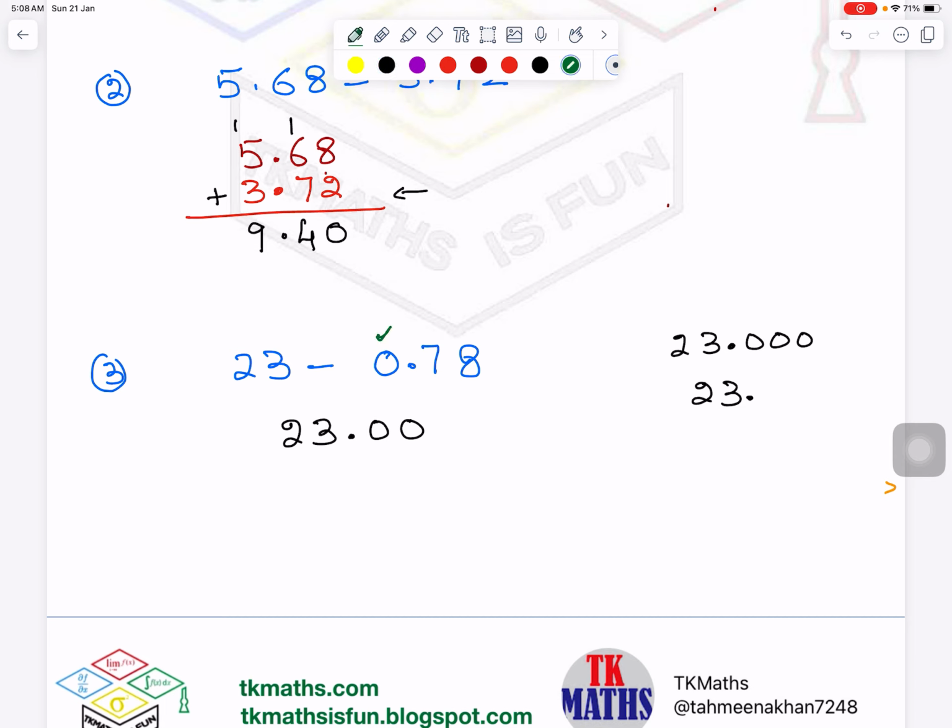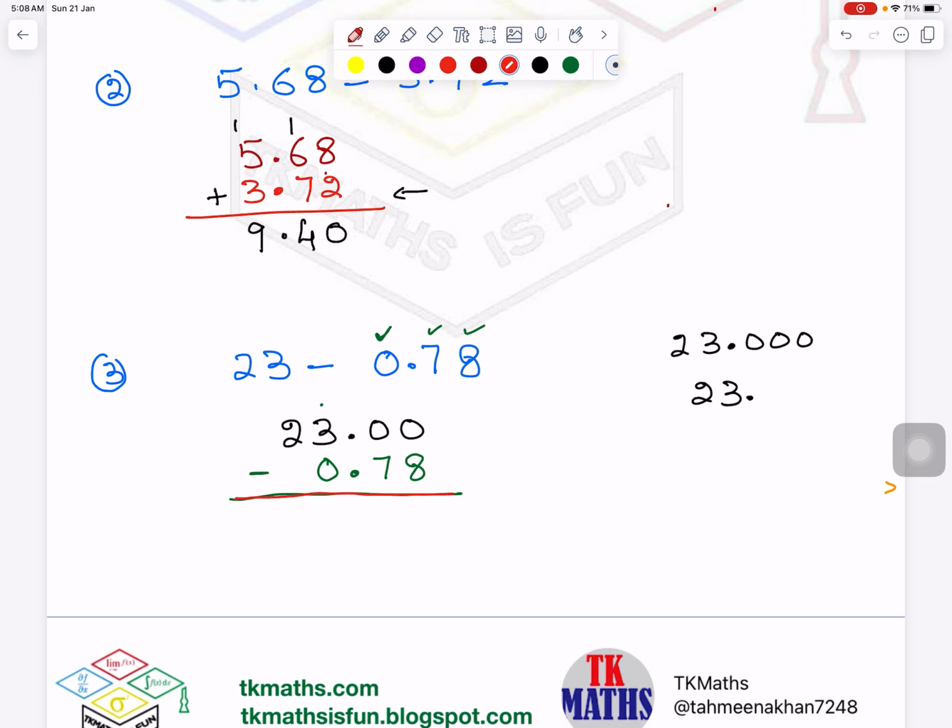Now at the unit place I have 0. This is tenths, this is hundredths. So decimal will come here and 78 will come here. And this 0 will come at the unit place, right? This is my unit number. So now when I subtract, pay attention please.